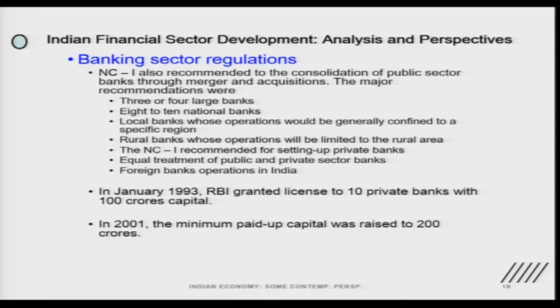Foreign banks in India. So, in January 1993, RBI issued licenses to 10 private banks to operate in the country with a minimum paid up capital of 100 crores, which was revised in 2001 to 200 crore. So, which means that this banking sector regulation of the Narasimhan Committee one had given enough importance not just to good financial health, but also to the consolidation of the large banking setup, so that there should be easy regulation.